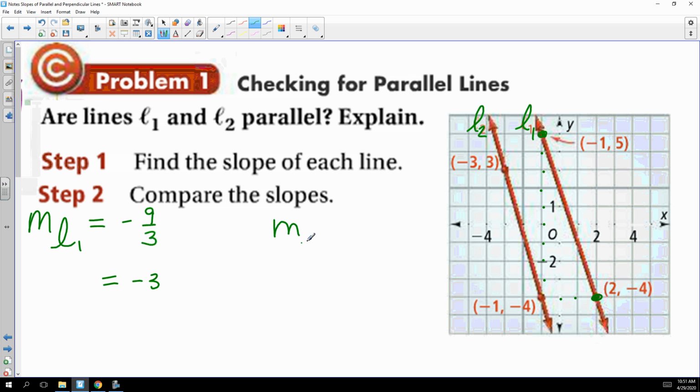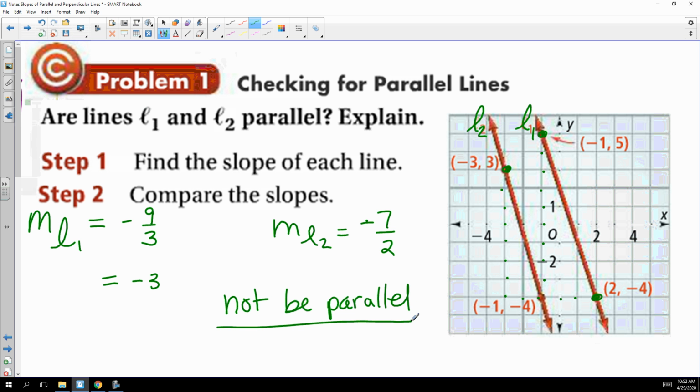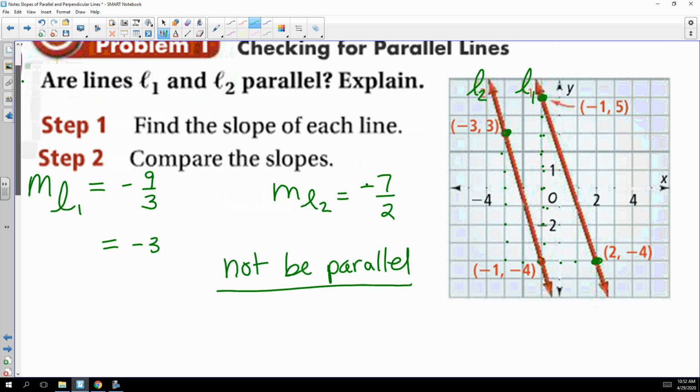Now let's calculate the slope of line 2. I'm going to start with this point. We're going to go down 1, 2, 3, 4, 5, 6, 7, and over 1, 2. So we went down 7, -7, and to the right 2. So I got a slope of -7/2. So these would not be parallel because they do not have the same slope. Going to double check the slope of line 1: 1, 2, 3, 4, 5, 6, 7, 8, 9. Correct. Okay, all right, let's try another one.